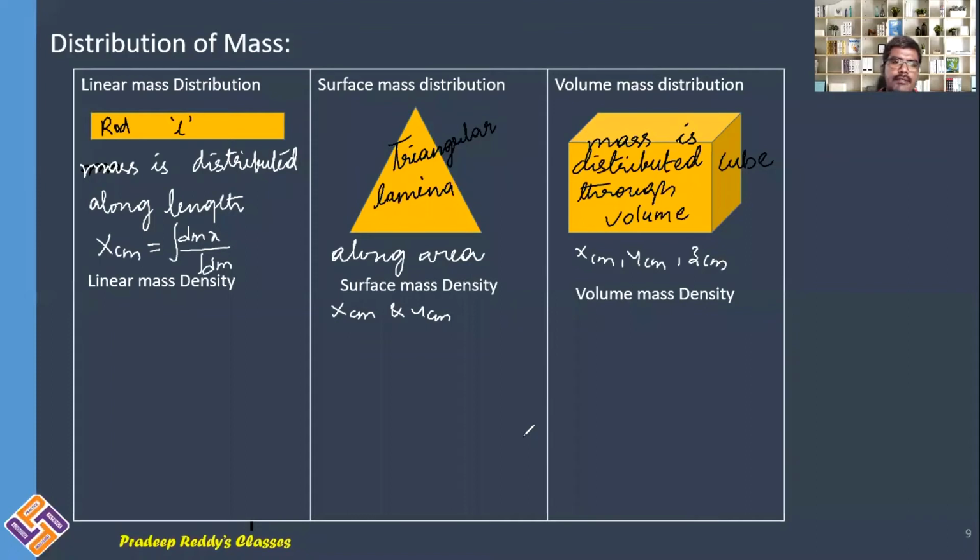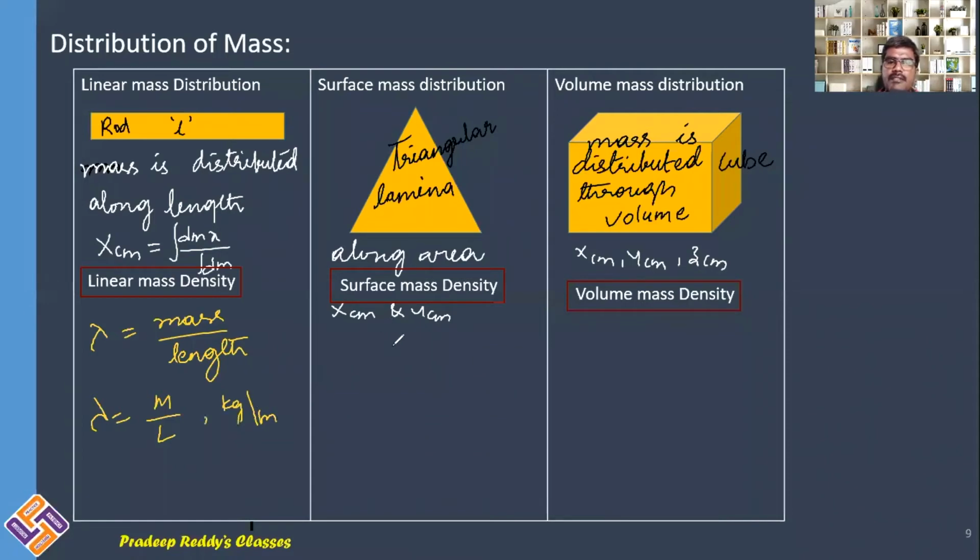And when we are dealing with these distributions, we call them linear mass density, surface mass density, and volume mass density. These are the three different types of densities. If the mass is distributed along length, you can write the linear mass density lambda as mass per unit length. So lambda is equal to capital M divided by L, and the unit is kg per meter.